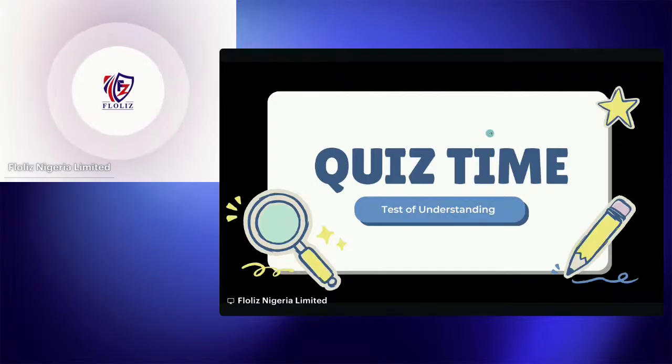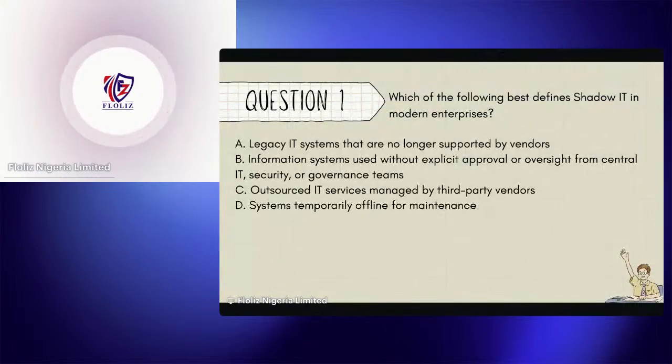So let's go for the quiz session before we take the other questions. The first question is, which of the following best defines shadow IT in modern enterprises? So we have option A, option B, option C, and D. If you have the answer, you can just drop the option. If you've been following through with the session, you should know the answer. It's obvious.